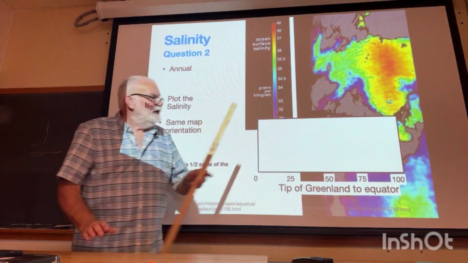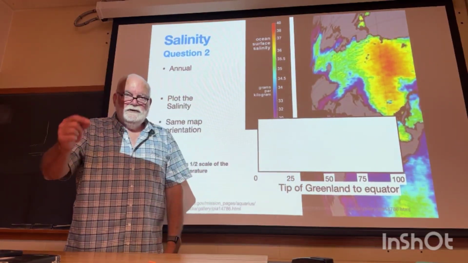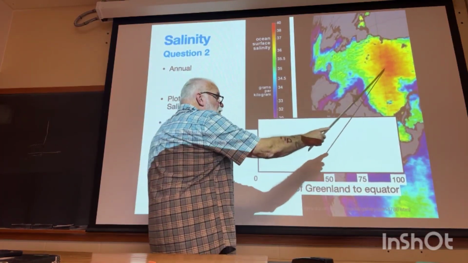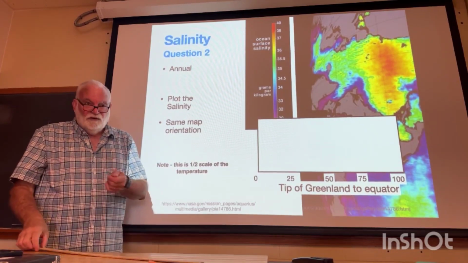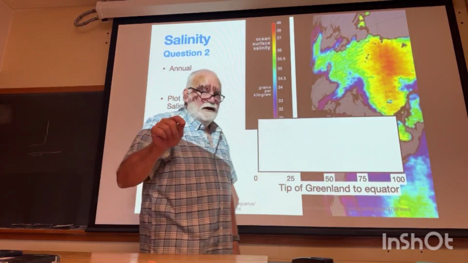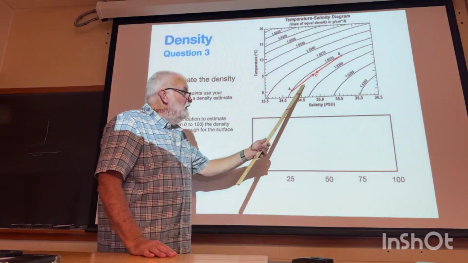Don't panic about getting that exact color. Get the overall trend. And this one is a different behavior than the other one. This one is more gradational than the temperature. But take 4 or 5 points and then put them back in that ST diagram and then plot them on this thing. Well, there's the ST diagram.